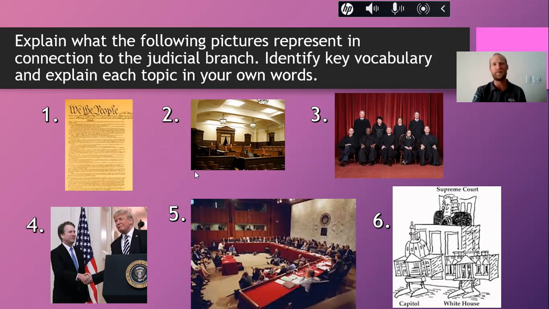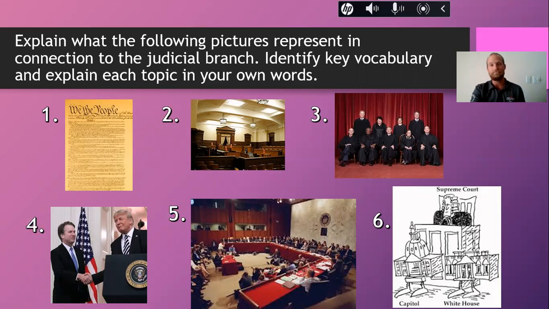Let me just say before I move on that you may have different answers than what I'm giving you right now. That's because you could have interpreted these pictures many different ways. So there really is no right or wrong answer as long as you connected it to the judicial branch. Explain how that picture relates to the courts. There are many different answers to some of these pictures. I'm just going to give you the answers that I was going for when I put these pictures.